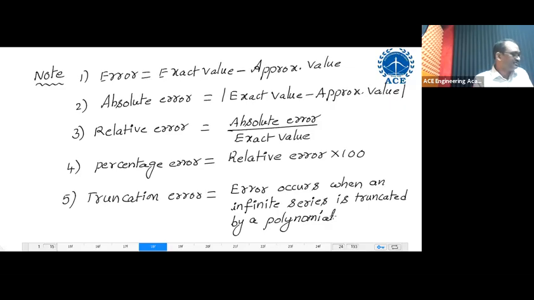Write the problems. So there are several methods to find the solution of the first order differential equation. Among such methods, the first method to find the solution of the differential equation is the Taylor series method.